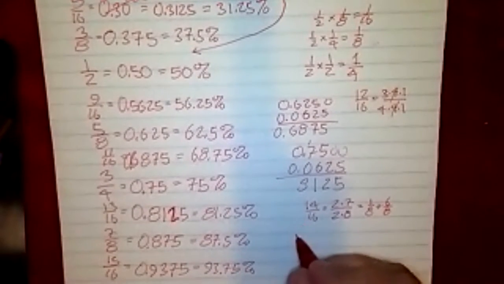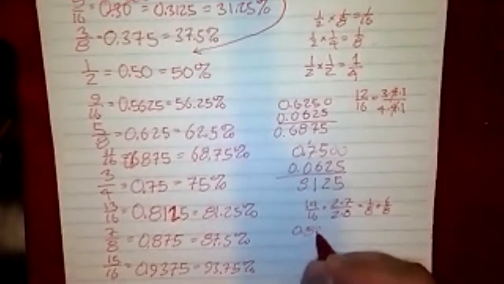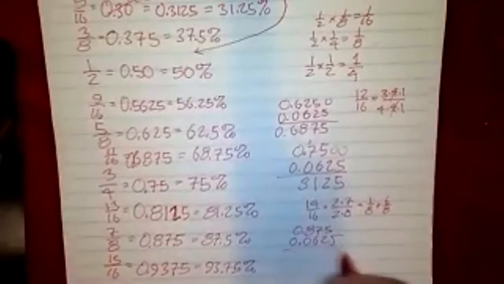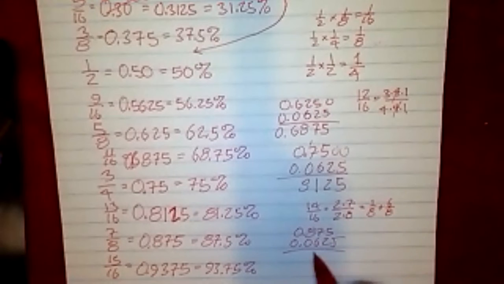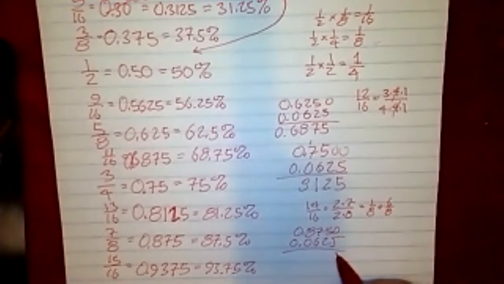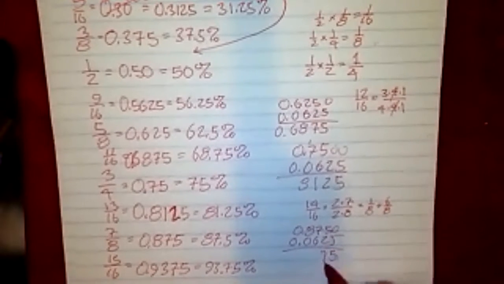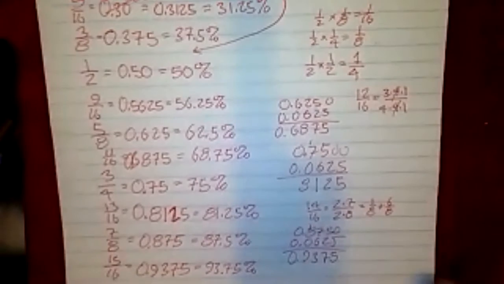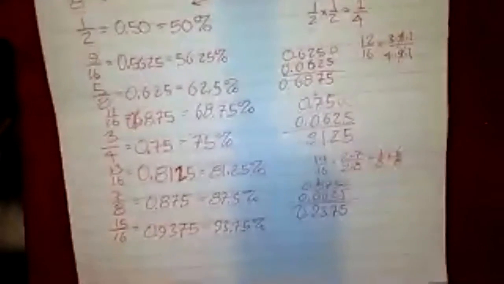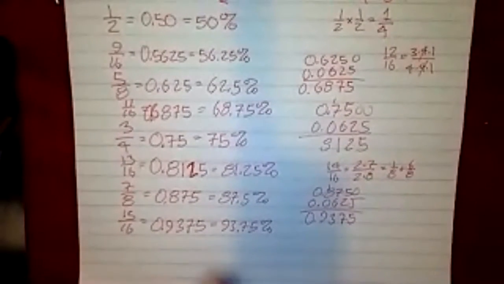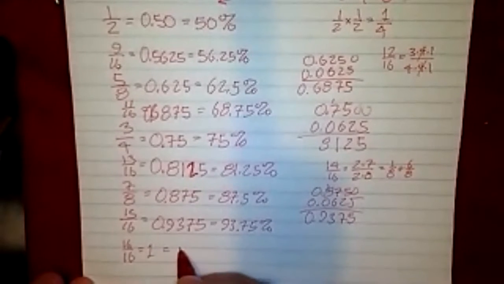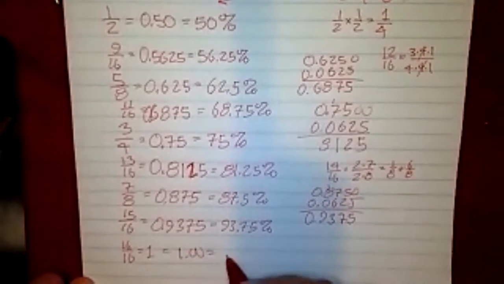So let's check our math just to make sure. 0.875 plus 0.0625. By the way, the 1/16 I always memorize. That's just stuck in my brain anyways. So 0 plus 5 is 5. 5 plus 2 is 7. 7 plus 6 is 13. 8 plus 1 is 9. So it's 0.9375. So that's exactly correct. And 16 sixteenths, of course, is 1, which equals 1.00, which equals 100%.